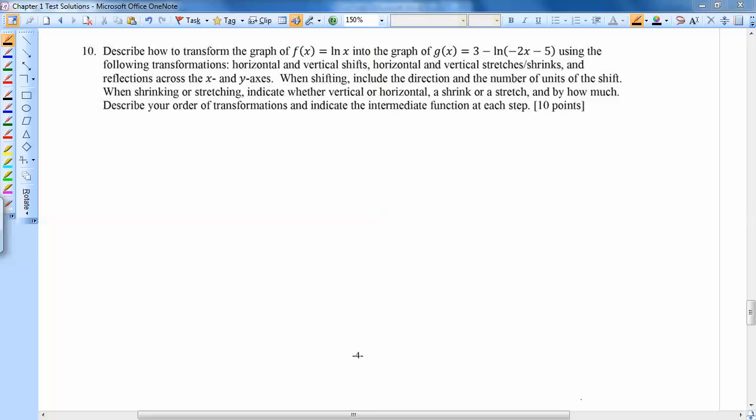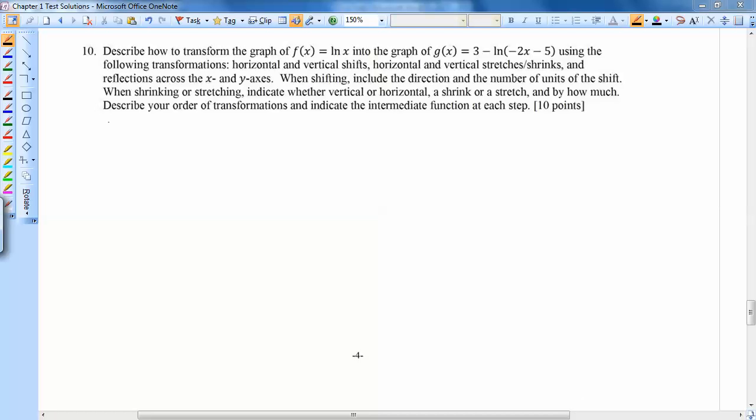Okay, so number 10, we've got f of x equals ln of x, and we're trying to turn it into g of x. That g of x looks kind of nasty. There's so many different things done to it, and we get to use these different transformations. We can do them in any order we want here. The only thing is we have to say what order and what the function turns into each time.